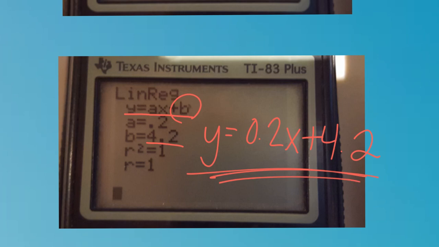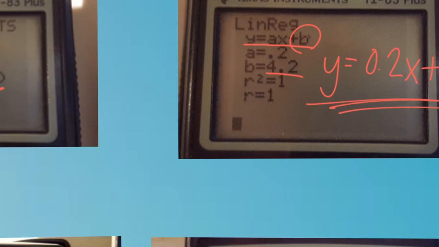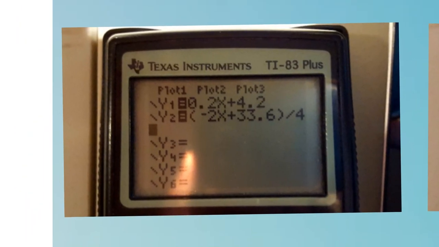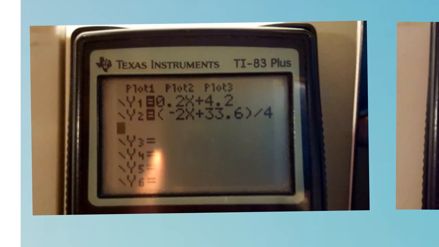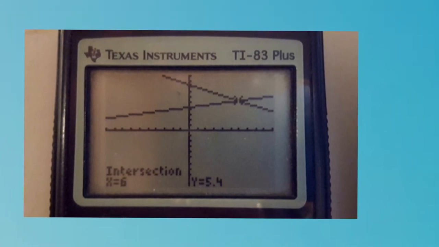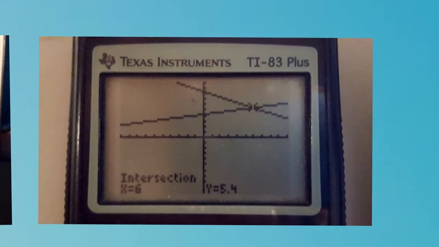So now that we have both equations, we're going to input them into the graphing calculator. You can see that I've done this here. We've got 0.2x plus 4.2, the one we just figured out, and then the second one is the other equation. Once we graph it, it's going to look something like this. Then to find the intersection, I pressed second trace in order to calculate where they intersect. And you can see that we've got an x value of 6 and a y value of 5.4.